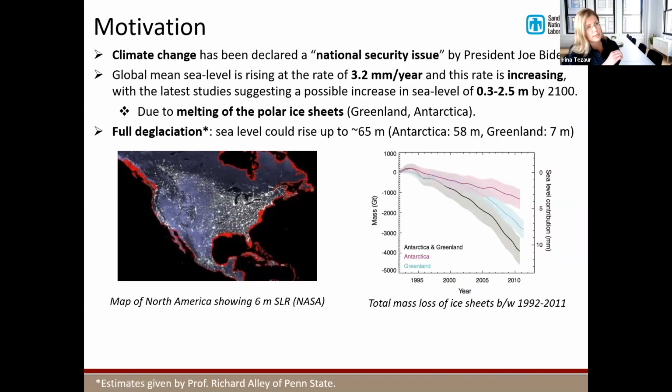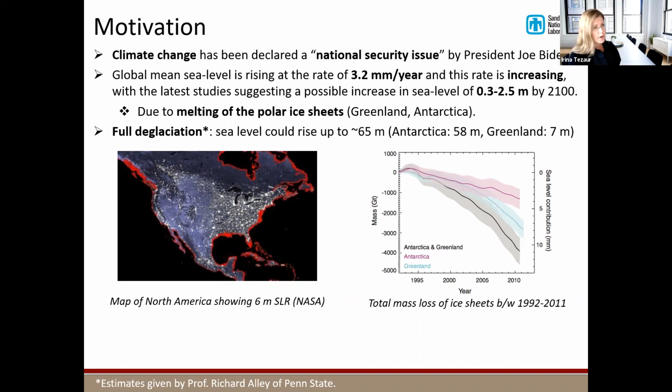Okay, so the first thing I wanted to get into is to motivate some of this work. Climate change has recently been declared a national security issue by President Joe Biden. If you look at the data, global mean sea level is rising at a rate of about 3.2 millimeters per year. And this rate is increasing, with the latest studies suggesting a possible increase in sea level between 0.3 and 2.5 meters by 2100. The sea level rise is largely due to the melting of the polar ice sheets.